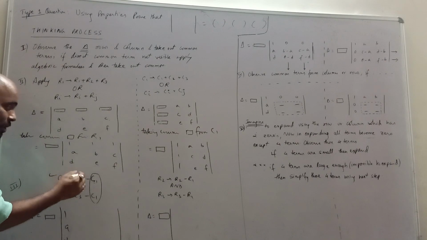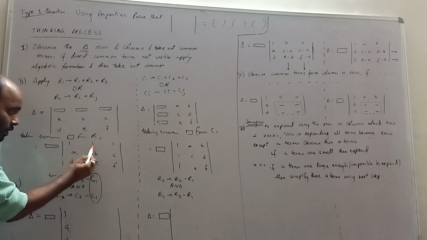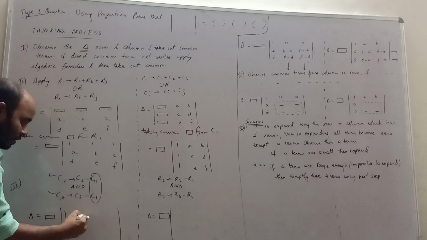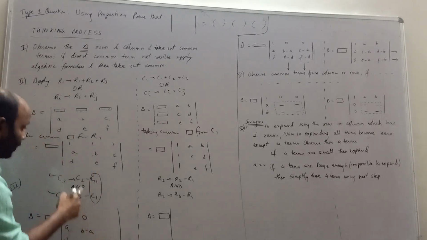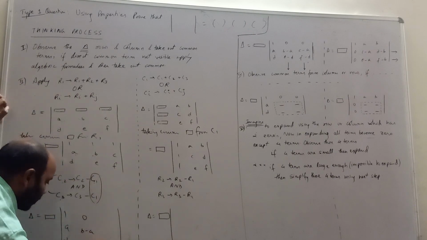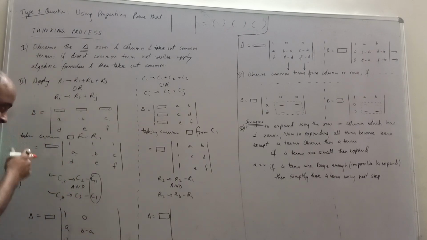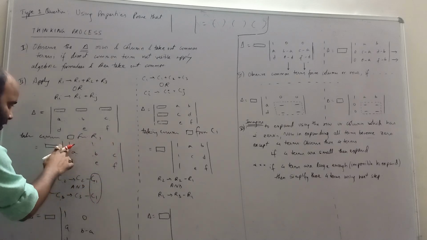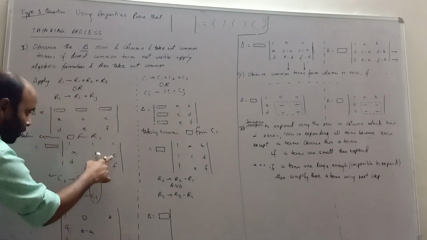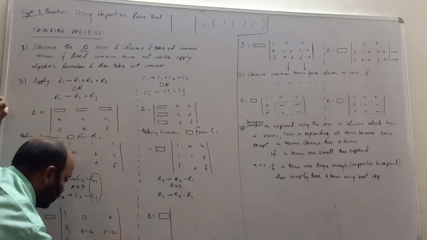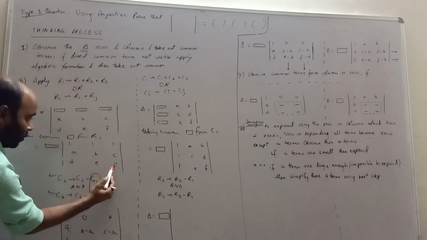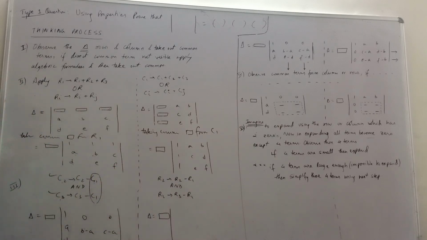Now C2 minus C1: 1 minus 1 is 0. Then C2 minus C1, B minus A right here. Then E minus D. Okay, C2 minus C1. Now C3 minus C1: 1 minus 1 is 0. C minus A here, F minus D here. Okay, class. So this minus this, like this. Now similarly, we can go for the next one.